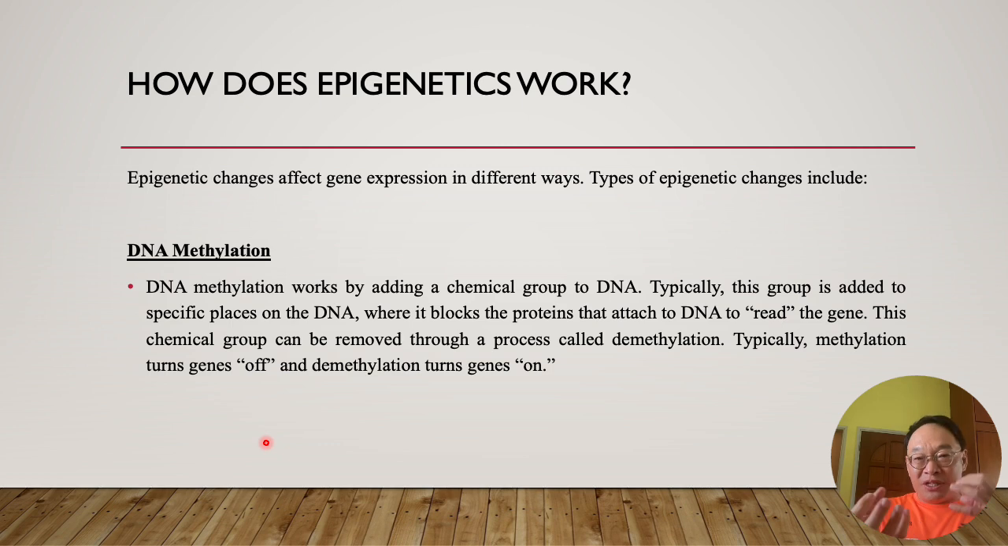DNA methylation, which I mentioned, works by adding a chemical group called a methyl group to DNA. Typically, this group is added to specific places along the DNA where it blocks the proteins that attach to DNA to read the gene. That means that when you put a methyl group, the proteins cannot read the gene, so you cannot express that gene, right? This chemical group can be removed through a process called demethylation. So you remove the methyl group, then the gene is turned on, right? When you methylate it, then the gene is turned off.